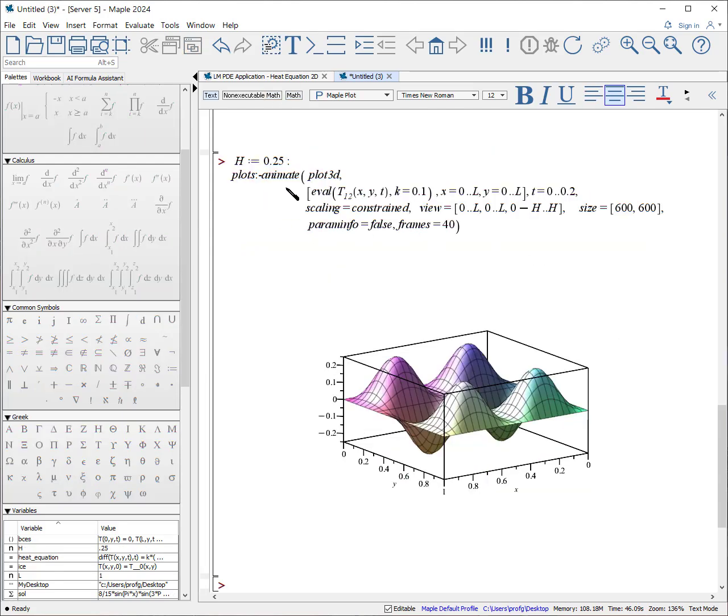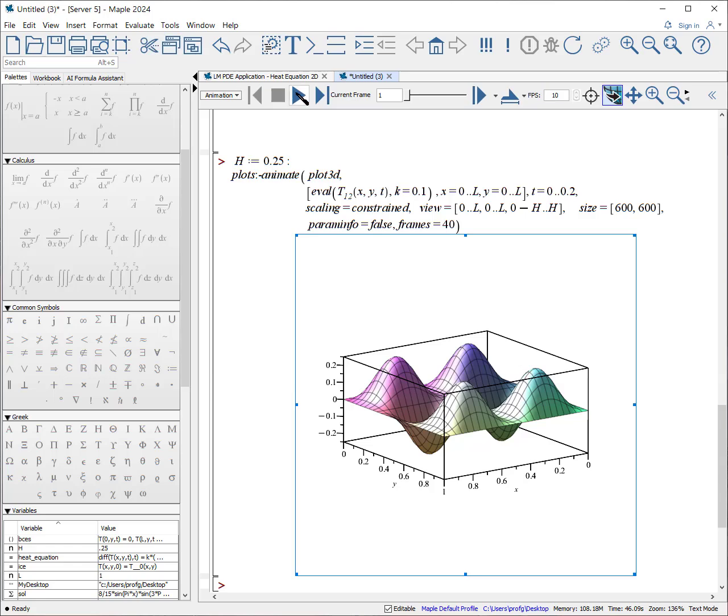And we can even animate this plot 3D function, again evaluating with k equal to 0.1. We'll click on it, push play, and you can see it evolve back to an equilibrium given the fact that all the edges are 0.